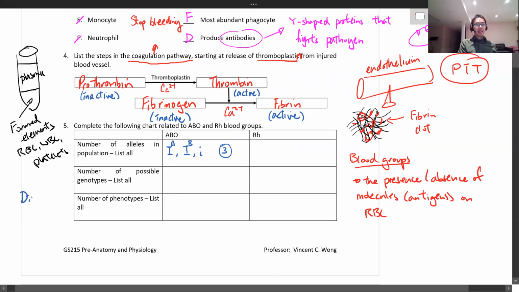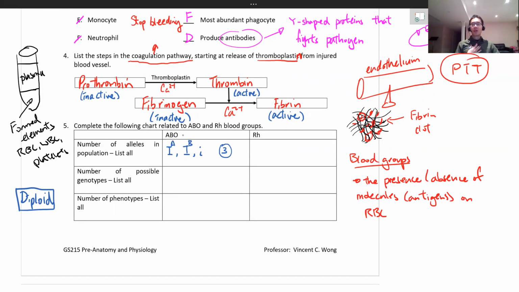Remember, diploid means we have 2 sets of chromosomes. So even though there are so many alleles, it doesn't matter if there are like 4, 5, 6, or 10 alleles out there. We are diploid. We only have 2 sets of chromosomes, so we can have at most 2 different alleles. I hope that makes sense.